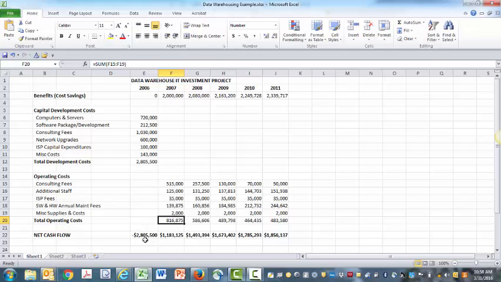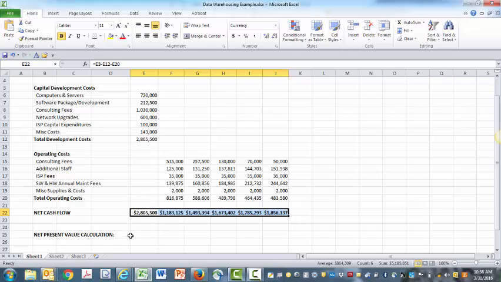And what I've done here, which isn't in the case, is I just simply added a row, net cash flow, which just reduces the expected benefits by the costs. Of course, in year 1, it's going to be a negative. There's no benefit, but you've just spent $2.8 million on this project. Year 2, 2007, $2 million in expected cost savings, reduced by over $800,000 in operating costs, and so this is your net benefit. And so this is your expected cash flow stream over time.